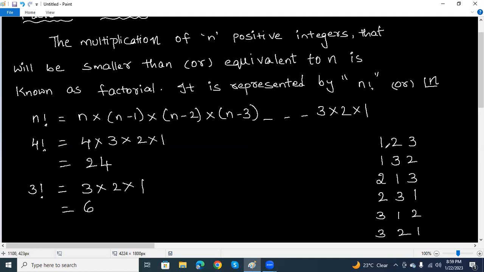So for the smaller numbers, we can write the possibilities and check. For the big numbers, it is difficult, so we may make mistakes. So this is the way of finding.